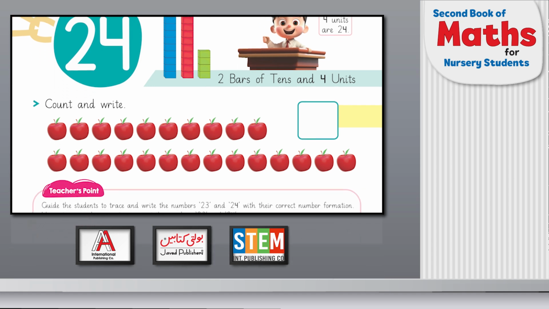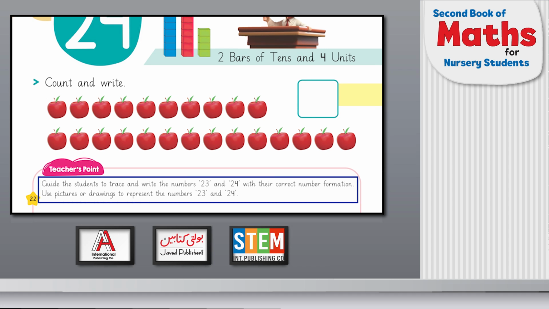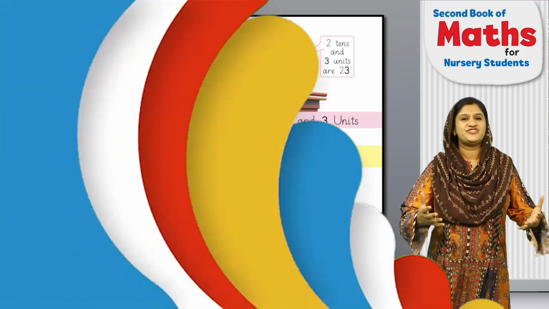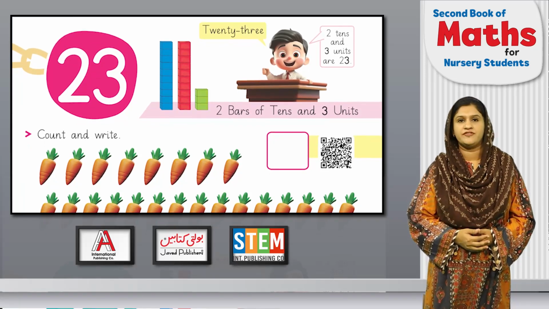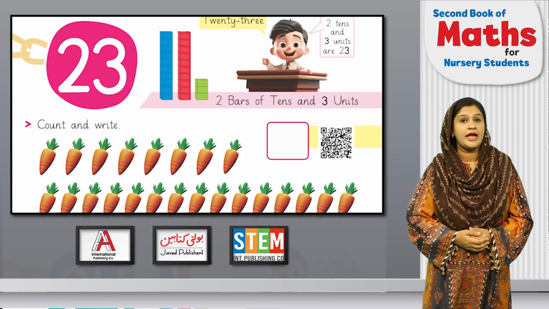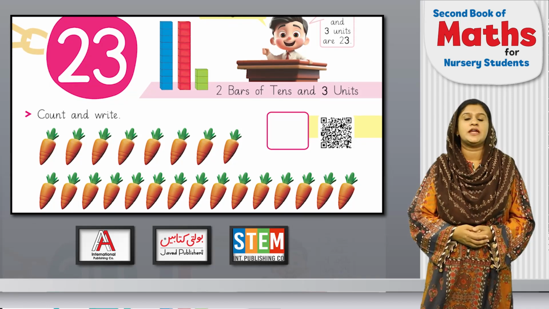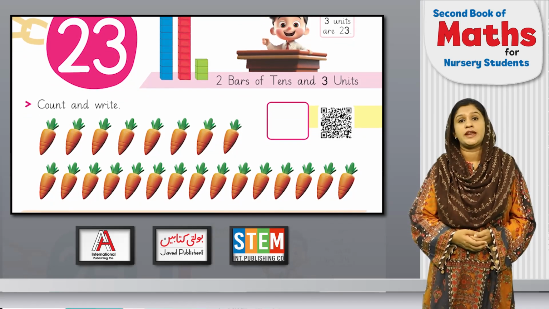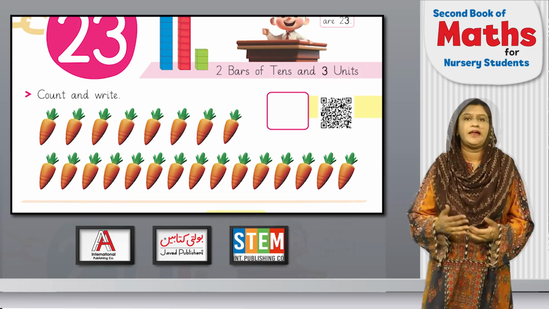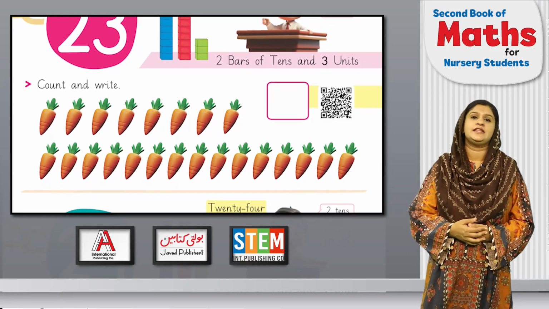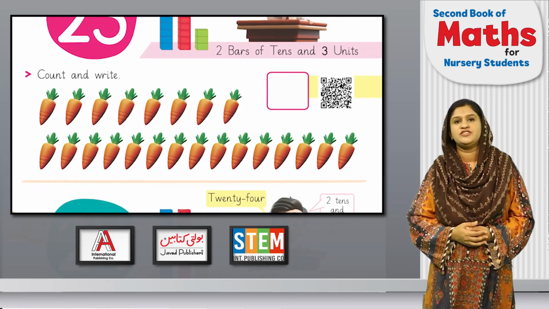So there is a point for teachers here. Guide the students to trace and write the numbers 23 and 24 with their correct number formation. Use pictures or drawings to represent the numbers 23 and 24. Instructions for teachers. Dear teachers, today we have done the next two numbers 23 and 24. So help the students in writing these two numbers but with correct number formation. And secondly, help them in practicing the numbers using tens and units resource.